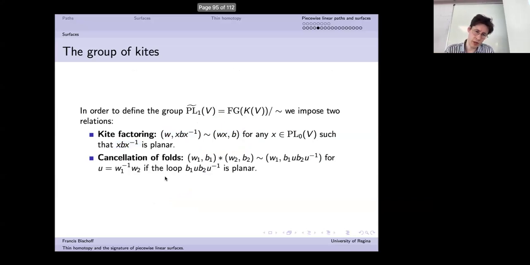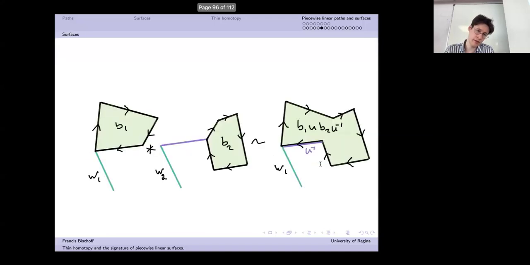Okay, and then the second one I'm calling cancellation of folds. It's sort of the key relation. I've written it out here, but let me give a picture. I have these two kites, and I'm just multiplying them together freely in the group. But what if the combination of B1 followed by this purple part and then B2 remains in a plane, if that part is planar? Then I should consider this as a kite, where B1, U, B2, U inverse is itself my planar loop.